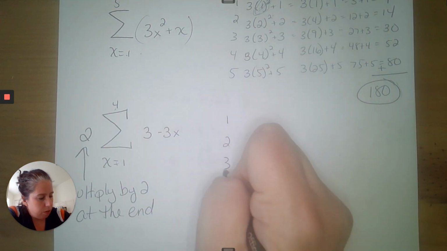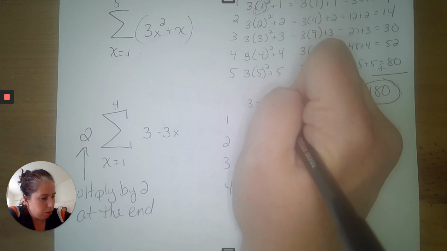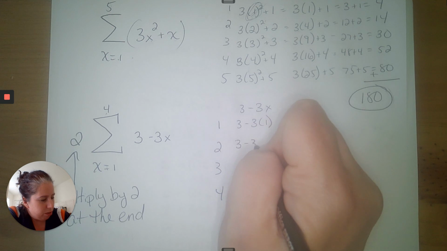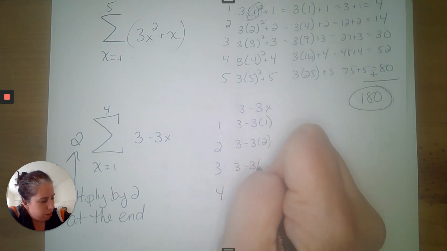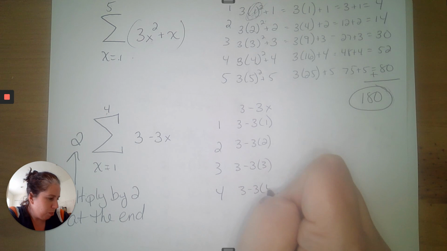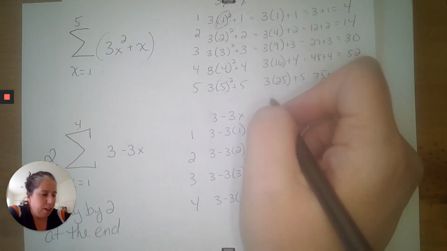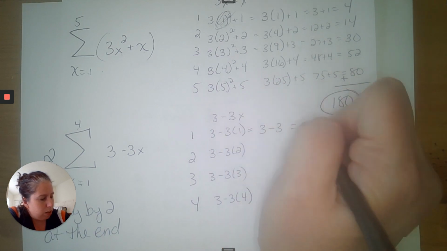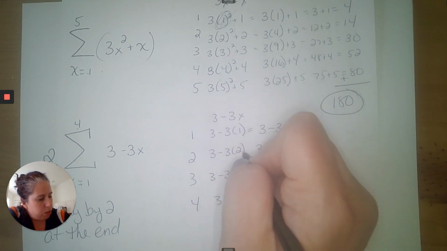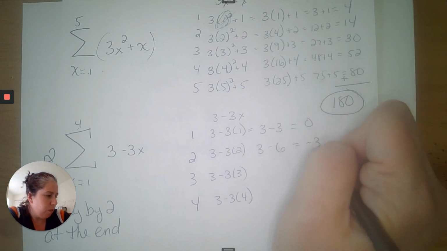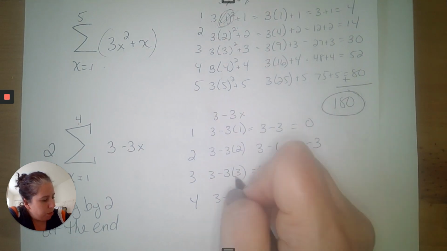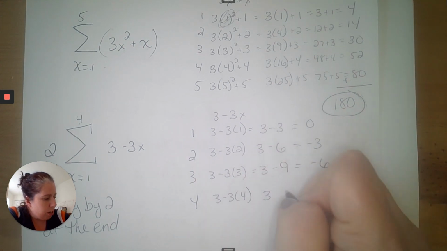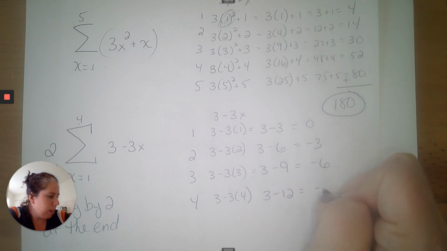Okay, so we're going from 1 to 4, right? So 1, 2, 3, and 4. We're going to do 3 minus 3x, right? So 3 minus 3 times 1. If you want to do it this way, 3 minus 3 times 2, 3 minus 3 times 3, 3 minus 3 times 4, and then do it across. I don't care. It's however your brain works, guys. Okay, so 3 minus 3 times 1 is 3, so that's 0. Then 3 minus 3 times 2, so 6, so 3 minus 6 is negative 3. Then we got 3 minus 3 times 3, so 9, so 3 minus 9 gives me negative 6. And then 3 times 4 is 12, so 3 minus 12 is negative 9.